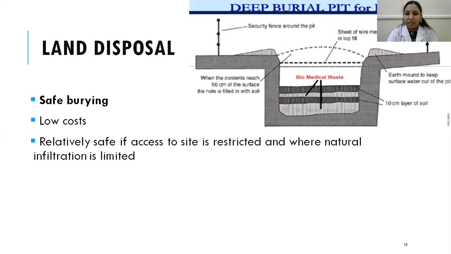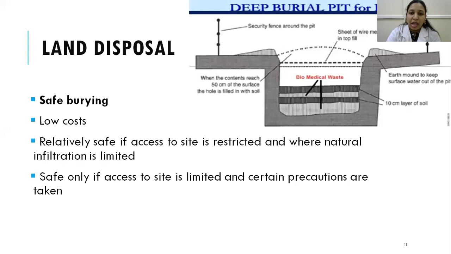This is relatively safe if the access is restricted and also natural infiltration is limited. Natural infiltration refers to access to groundwater. The groundwater must not be polluted. We must take care about it. And it is safe only if the access to the site is limited and certain precautions are taken.